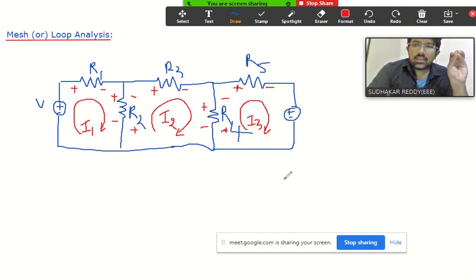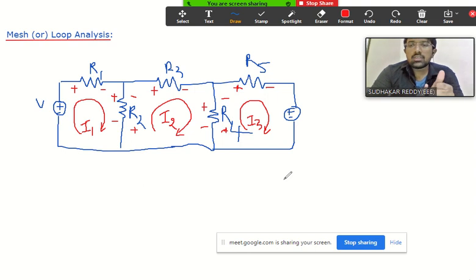Good. So identify the number of meshes or loops. After identifying the number of meshes or loops, the next step is what? We need to assume the loop mesh currents or loop currents. It's purely an assumption. You can consider clockwise or anti-clockwise, that's completely your choice.